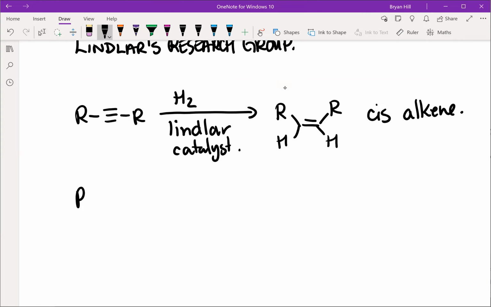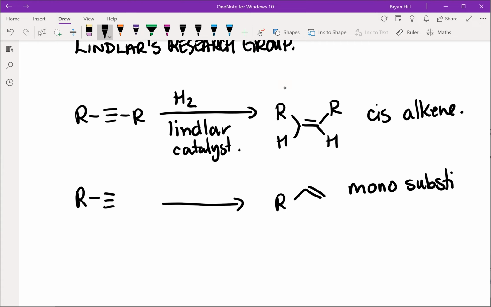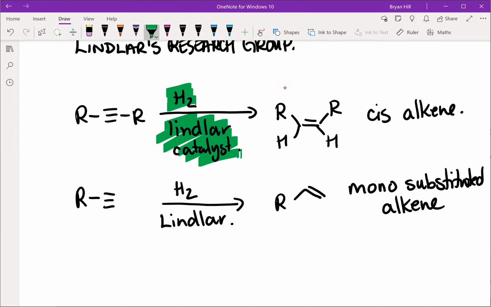If you had a terminal alkyne and you use the same thing, you would end up with a monosubstituted alkene. So H2 and Lindlar. So what we'll do is we will see this very frequently. Hydrogen absorbs on the surface, the triple bond comes down, forms a pi complex, the hydrogens sort of transfer over and you end up with a cis alkene. So that's fun. You don't really need to worry about the mechanism too much. It's just that this catalyst is the best for making a cis double bond.